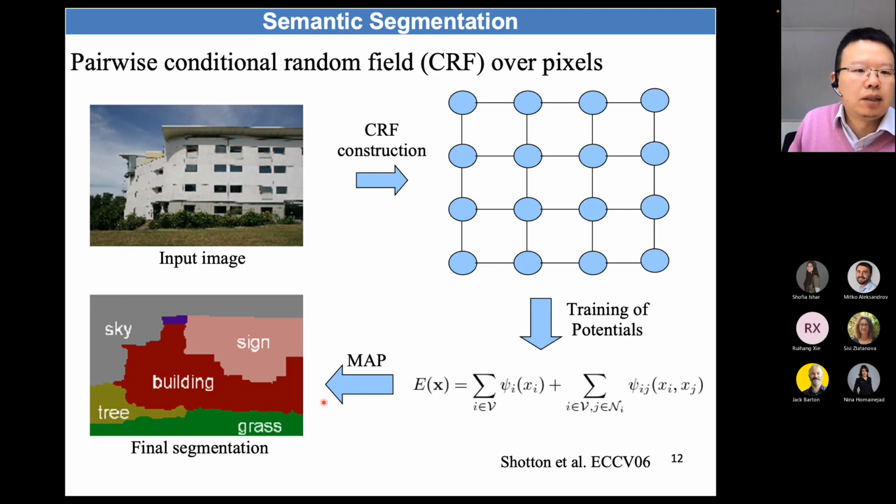the final segmentation, for example, like this one. This was actually the best result they could get back in 2006. You see there are some errors here. The sign is wrong, it should be building. Grass is correct, tree is correct, sky is correct. So it's actually a pretty difficult task even now. You cannot get 100% accurate semantic segmentation results.